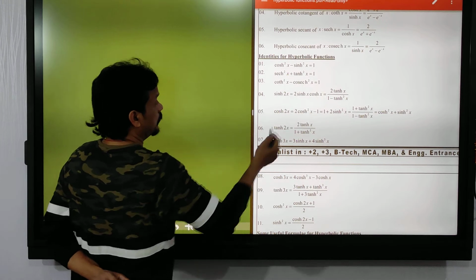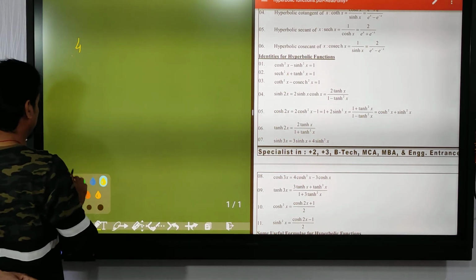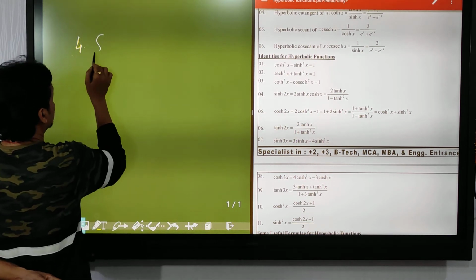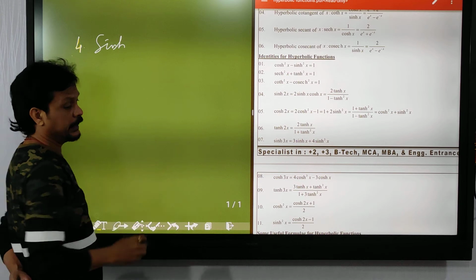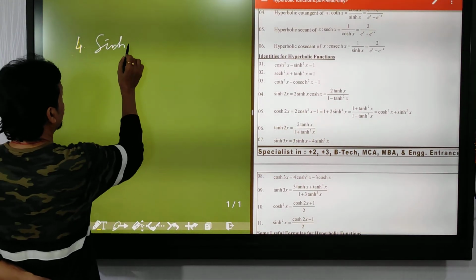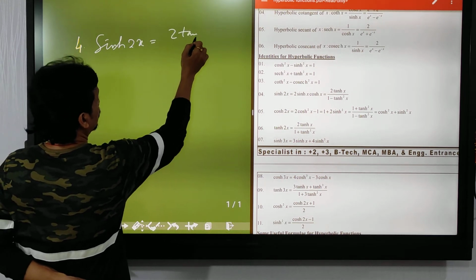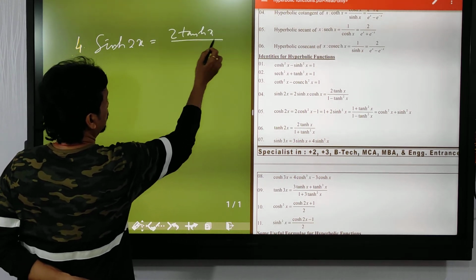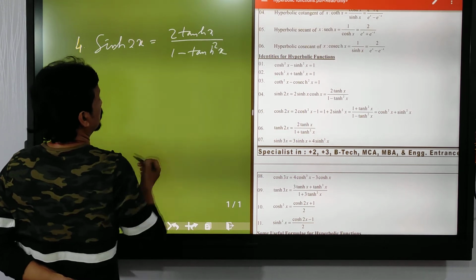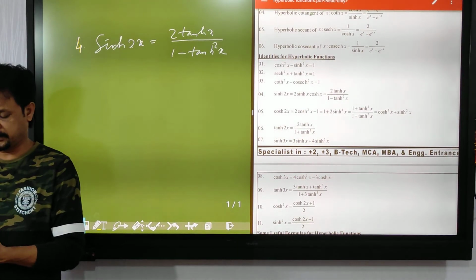Now, the second formula, for the fourth one, the second formula. Sinh 2x is equal to 2 tanh x divided by 1 minus tanh square x.